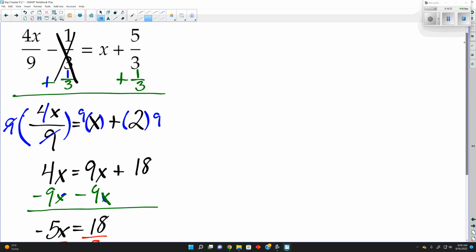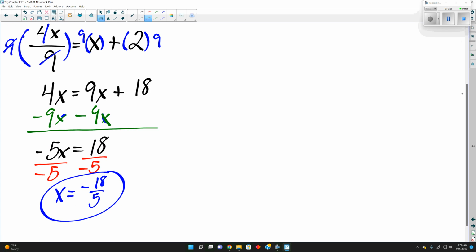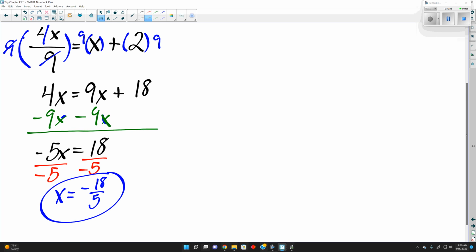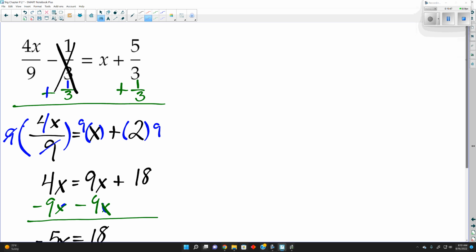And we get this here. What we can do if we want to is check these. If we want to check it to make sure that we got the correct answer, because sometimes, especially looking at this, negative 18 fifths seems like a really weird answer. So what we can do is plug it into the calculator.